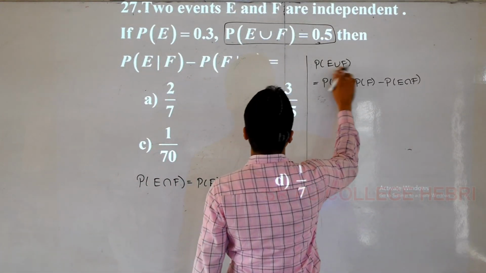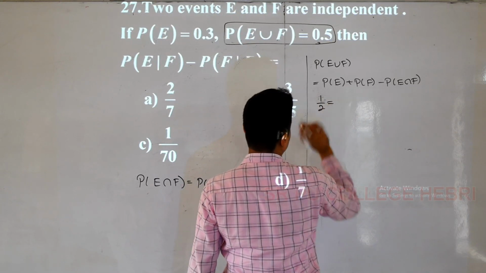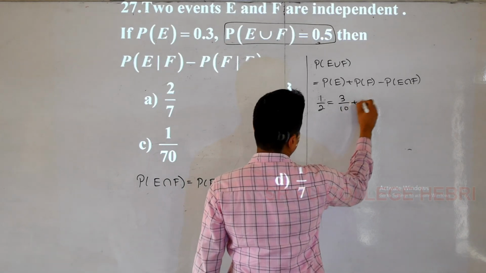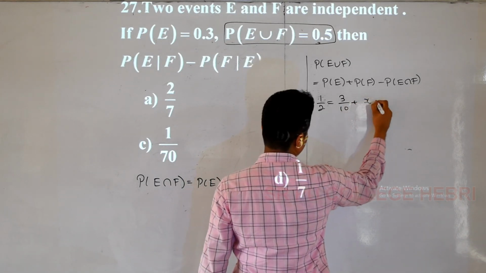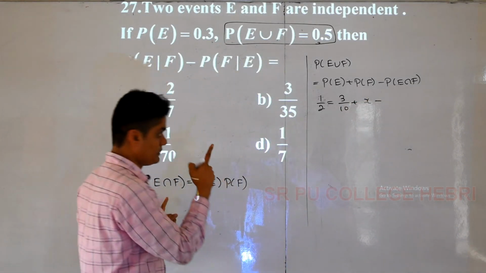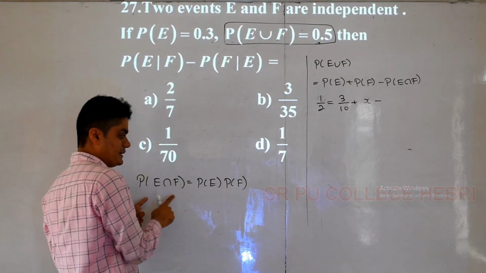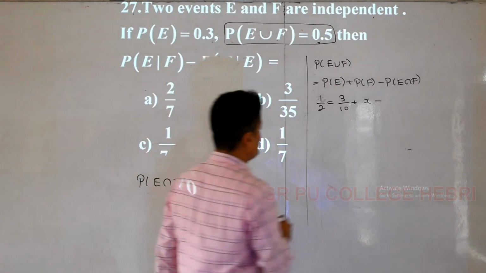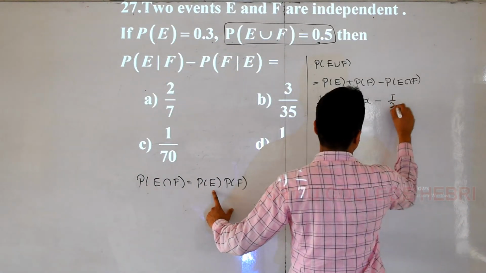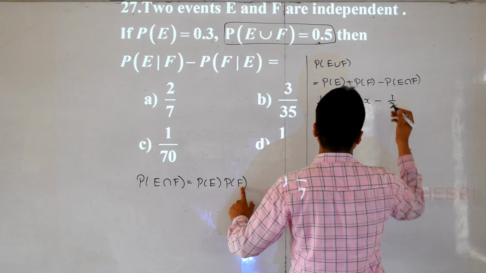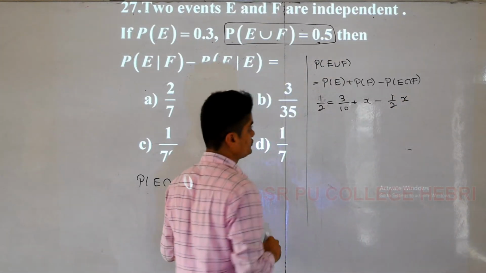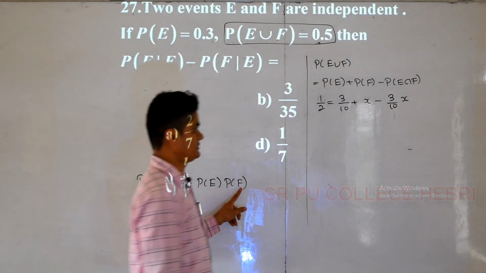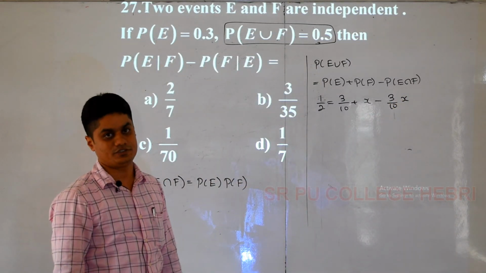P of E union F is given as half, or 0.5. P of E is 0.3, so 3 by 10. Then minus P of E intersection F. It is missing, but we know it because E and F are independent, right? So you can use this here. P of E is 1 by 2, P of F we don't know, let it be x. Sorry, this is 3 by 10 into x. So from this you have to find x first.